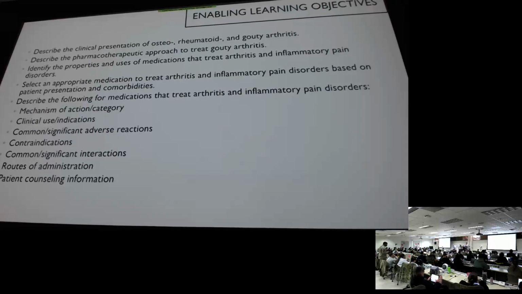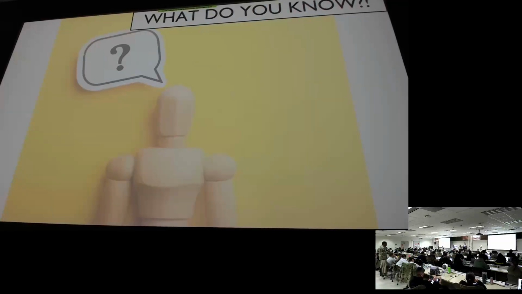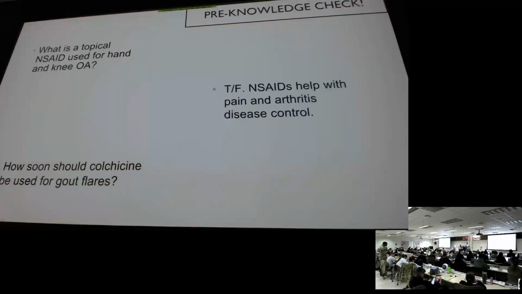So these are our learning objectives. Basically, we're going to tell you the diagnosis, gout, rheumatoid, or osteo, and then you'll be able to pull out the Pharm for that. All the same things we've talked about, right? The indications, contraindications, drug-on-drug interactions, precautions, those type things. Before we get started, we're just going to check, what do you know already? You've had some familiarity. Are you going to know the answer to these? Some yes, some no. But by the end of the lecture, hopefully so.